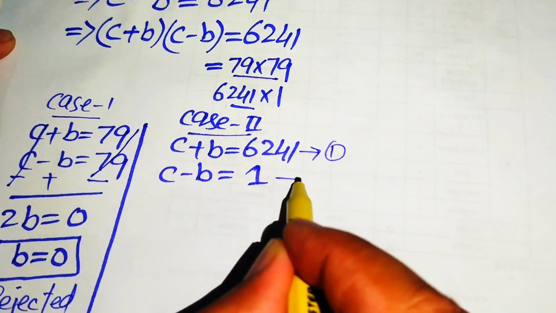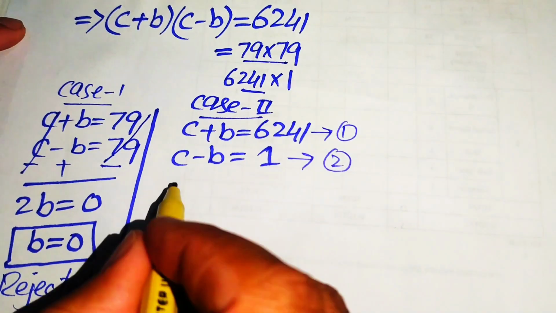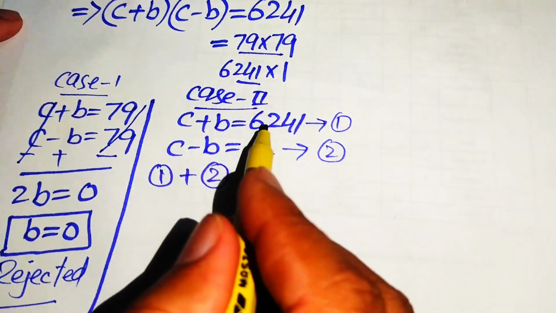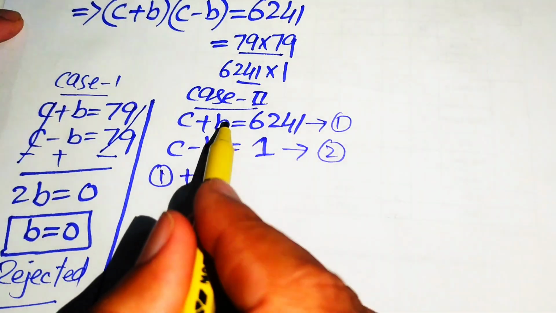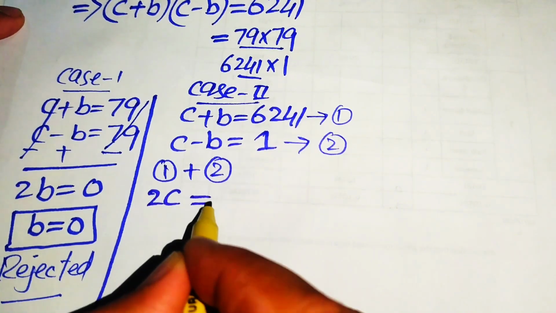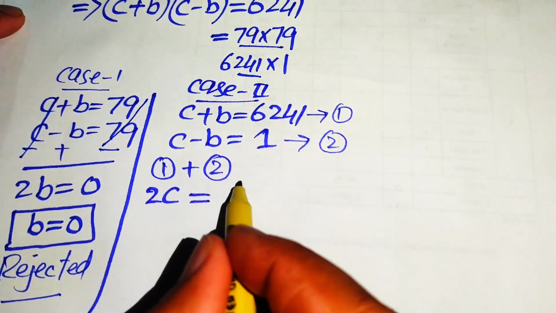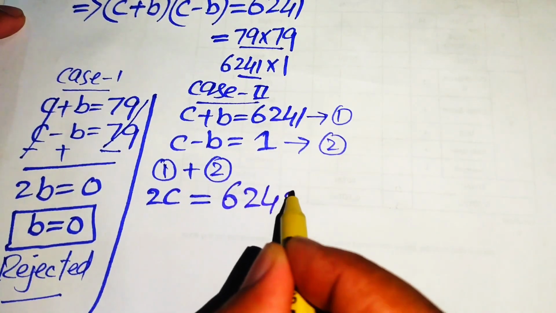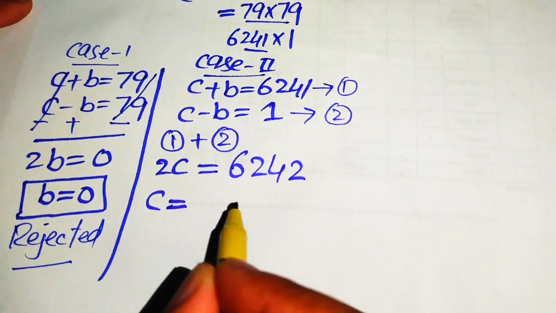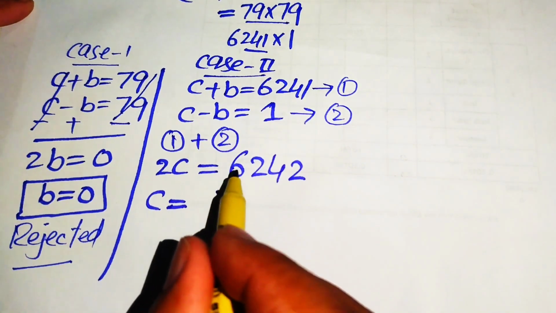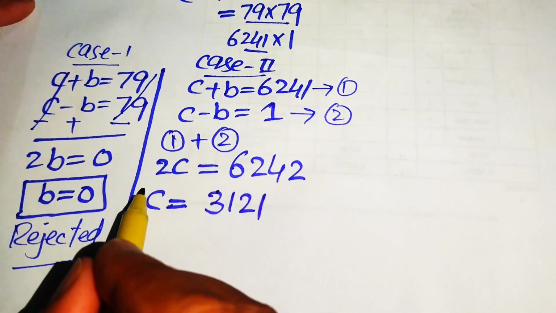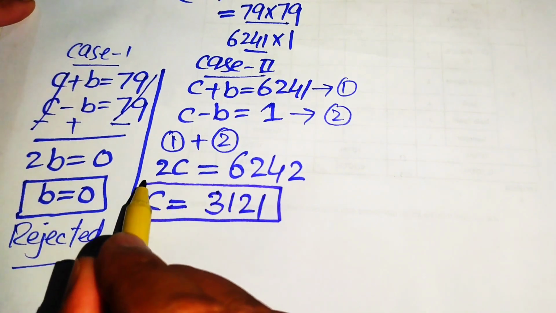We call this equation number 1 and we call this equation number 2. First we add equation number 1 and equation number 2. When we add these two equations, the positive and negative b are cancelled by each other, and we get c plus c is 2 times c equals 6241 plus 1 equals 6242. We divide both sides by 2 and we get c equals 3121. So this is the value of c.